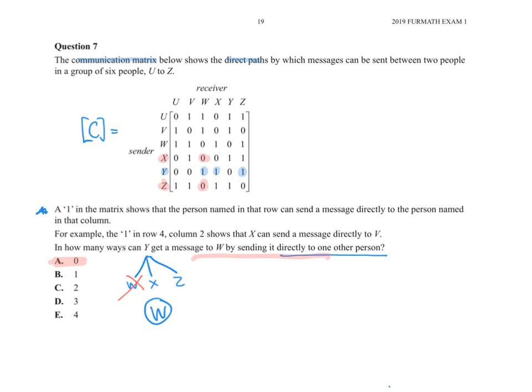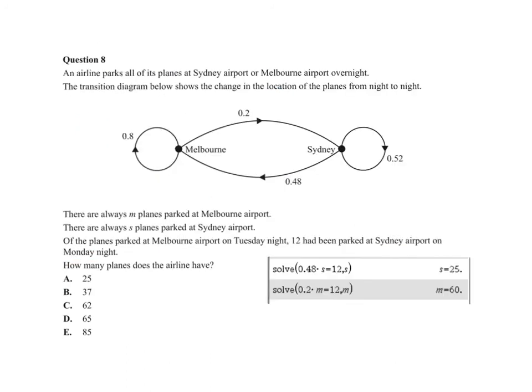So no one can. Okay, an airline parks all of its planes at Sydney Airport or Melbourne Airport overnight. The transition diagram below shows the change of locations from night to night. There are always M planes parked at Melbourne Airport and always S planes parked at Sydney Airport. So what that means is their numbers are always the same. If there was 100 at Melbourne one night, there will be 100 at Melbourne the next night. So if some go out, then the same amount must come in.